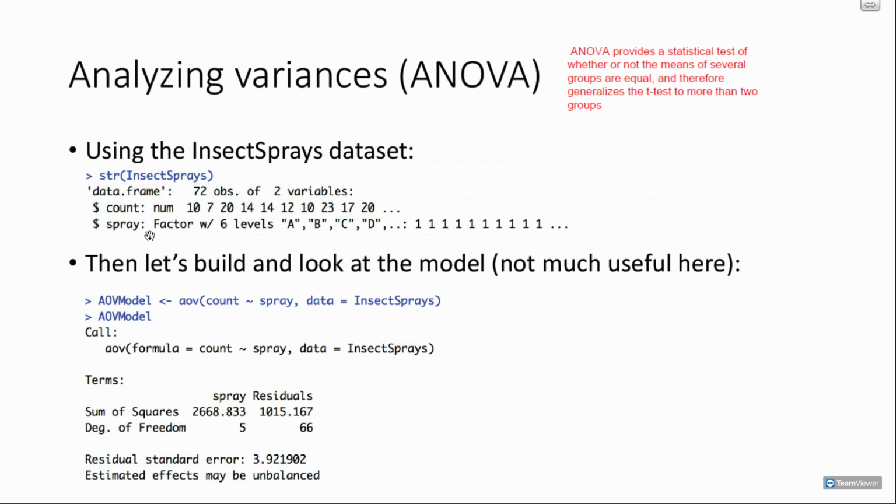Spray is a factor variable with 6 levels. There are 6 different types of insect sprays they are using, and then counting the number of bugs. I think they start off with the same number of bugs, spray it, give it some time, and see whether the bugs have died or not. That's the data set and that's the experiment. There are only 72 observations, and obviously there are only 6 sprays, so there are multiple values for each of these sprays.